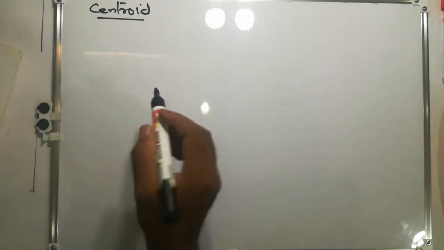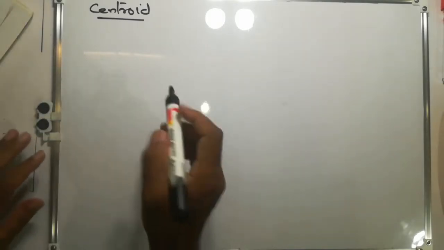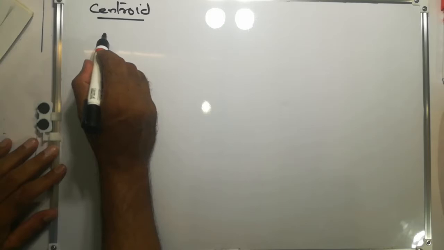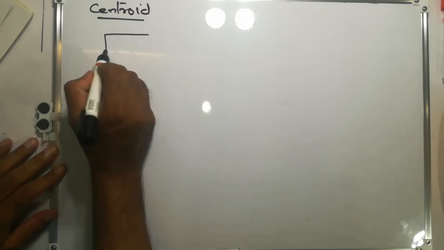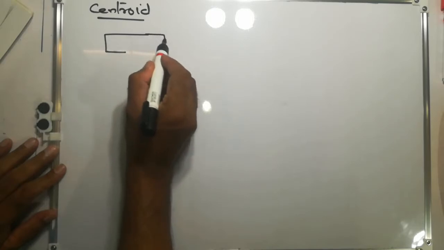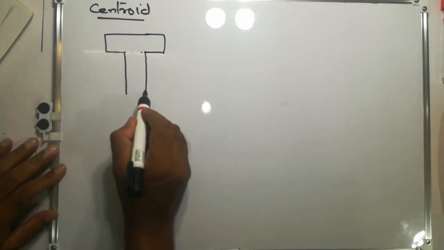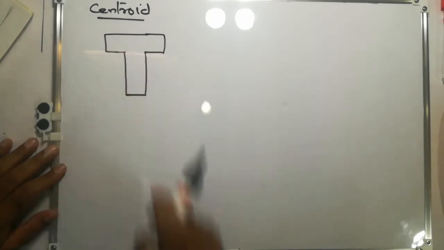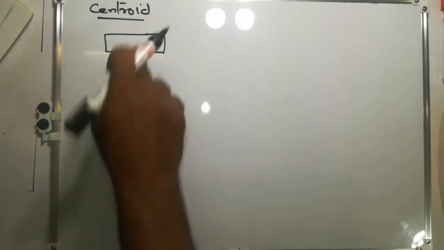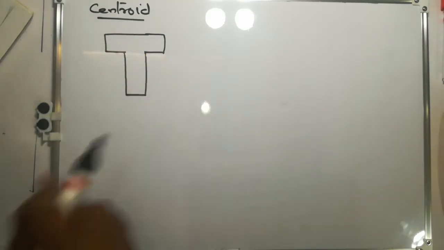But if it is a complex area made of different standard shapes, say an area made of two rectangles, there will be a T-shaped plane area. Let us see how to find the centroid of such a shape. So a T shape is made of two rectangles like this. This is the T. It's a plane area having some area and other dimensions.